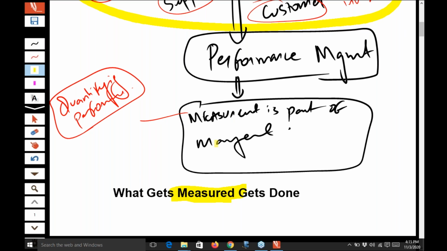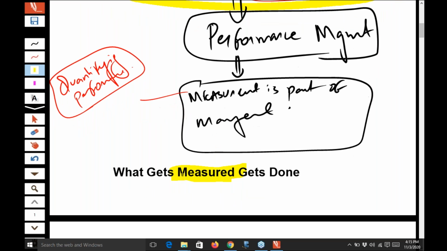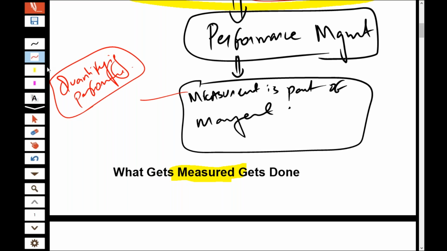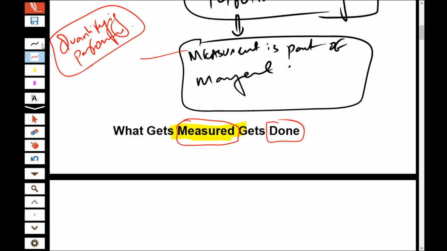Okay, so when we talk about performance management, an important thing you need to understand is that what gets measured gets done. Whatever things you are focusing upon, whatever things you'll be measuring, ultimately those things would get done.